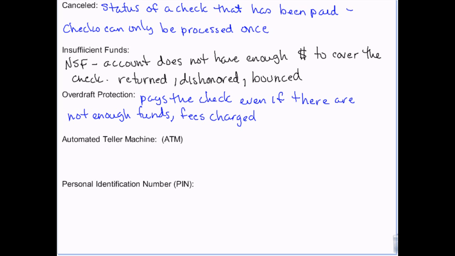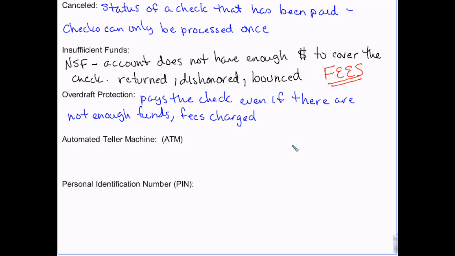Okay. Insufficient funds is what happens when you don't have enough money in your account to cover the check, and it's returned, dishonored, it bounces. And then there are fees. Big fees, lots of fees. Okay, and depending on your bank, the fees can snowball, and you can end up with a really negative account really fast.